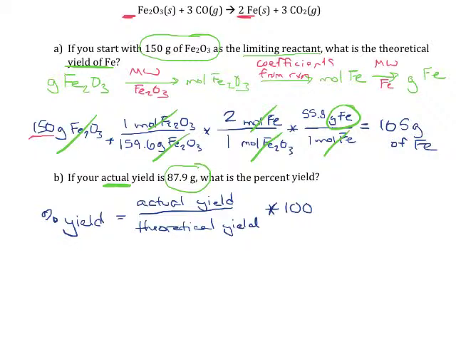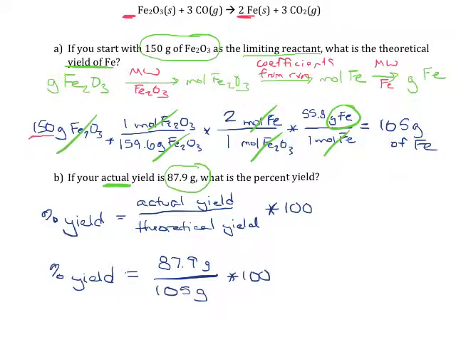So let's go ahead and insert the values that we know. So in this case, our percent yield, we actually got 87.9 grams. We should have gotten 105 grams, multiplying that by 100 to turn it into a percentage, and we get a percent yield of 83.7%, rounded to 3 significant figures. So this tells us that the reaction is only 83.7% efficient. We were supposed to get 105 grams, but we only got 87.9 grams.